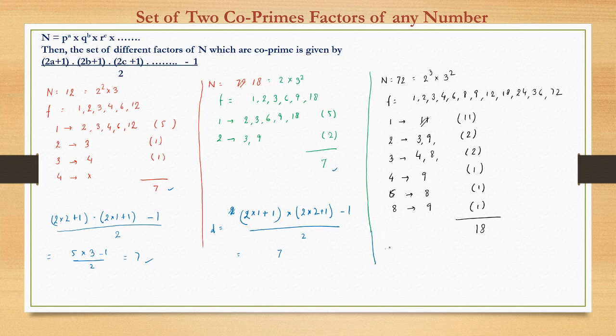And in the last case also, that will be given by 2 into the index of 2, that is 3 plus 1, into the index of 3, which is 2, so 2 into 2 plus 1, minus 1 upon 2. So here it is 6 plus 1, 7, 7 into 5, 35 minus 1, 34 by 2 is 17. So it is 17. Here we got 18.